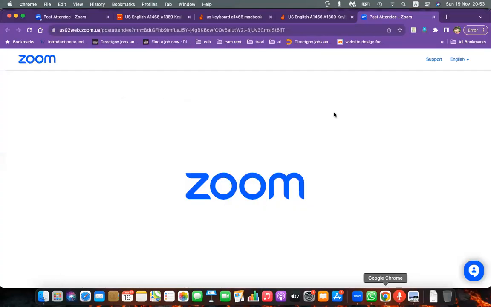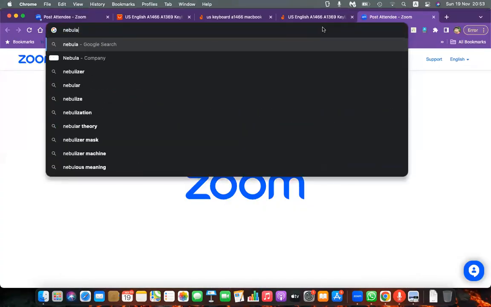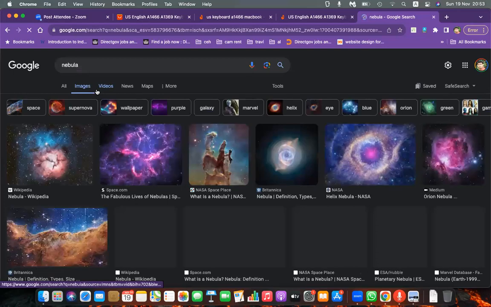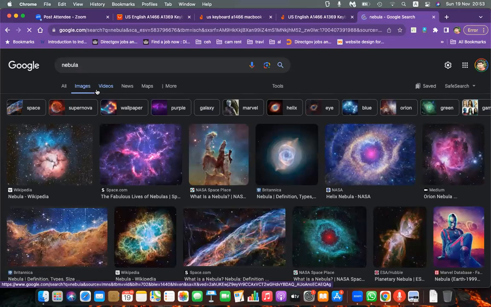Still, when you look at the sky, there are some nebulas. I think you are using some apps like Star Tracker, right? If you are using the Star Tracker app on your mobile, there are various nebulas.